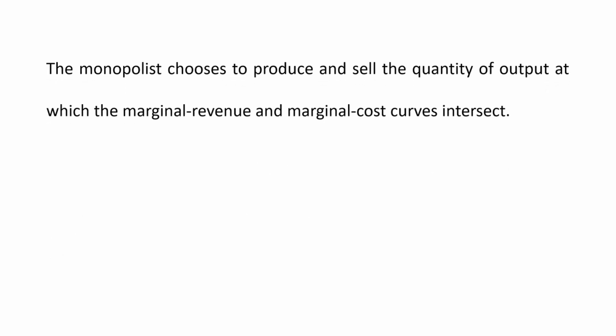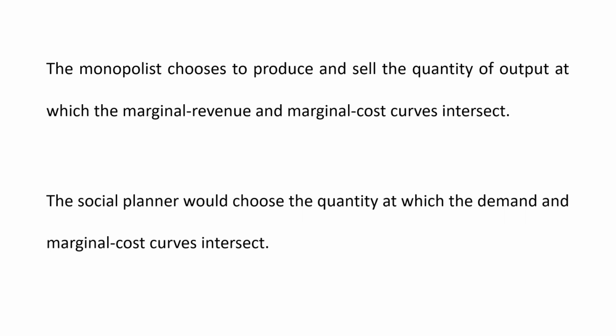The monopolist chooses to produce and sell the quantity of output at which MR and MC curve intersect, and social planner would choose the quantity at which demand and marginal cost curve intersect.